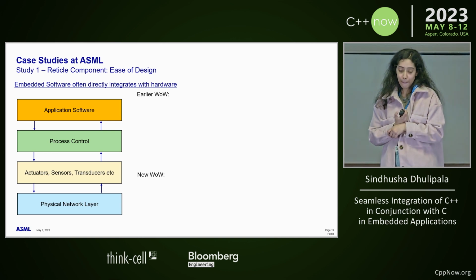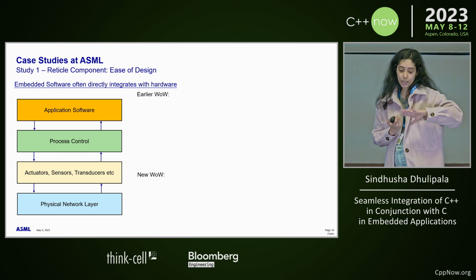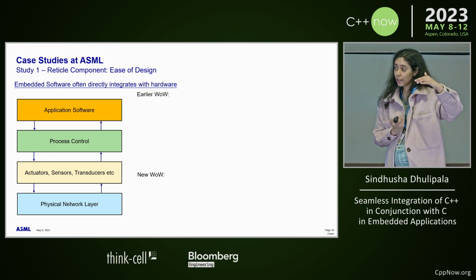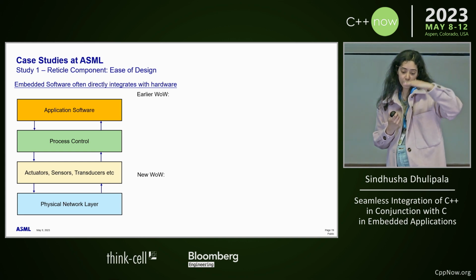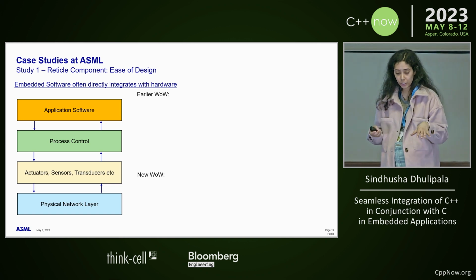Looking at embedded systems, you have application software, which in our case is the software we were trying to move to C++, and then you have the layers of process control. Then you have your actuators, which are sending information to the process control, and then your actual physical network layer.